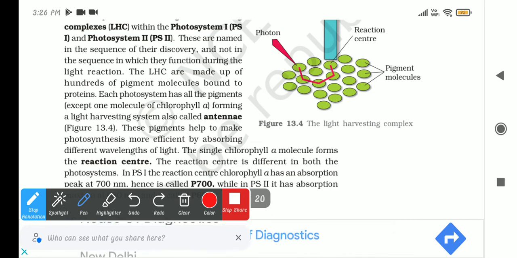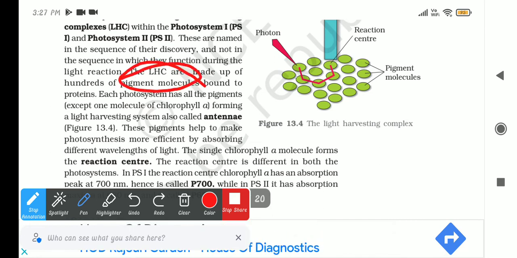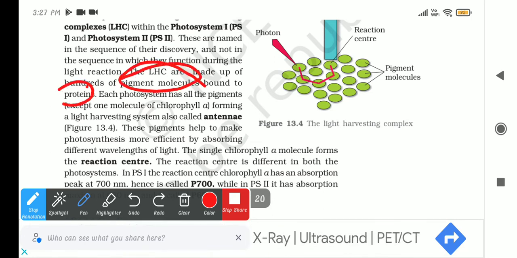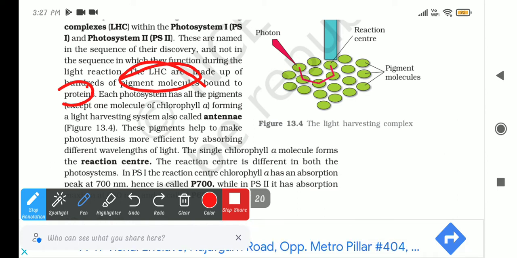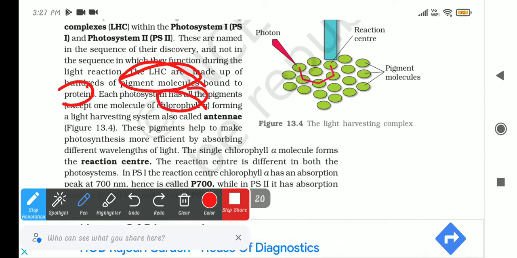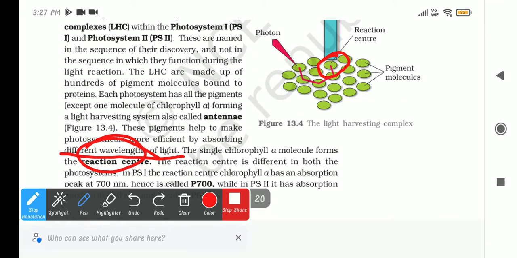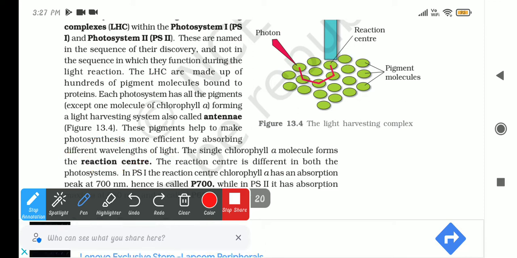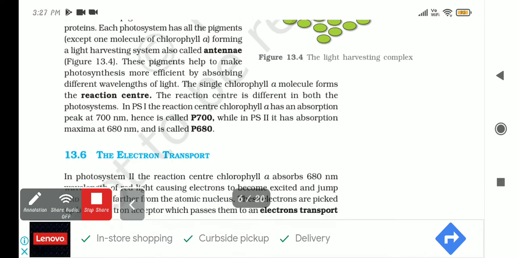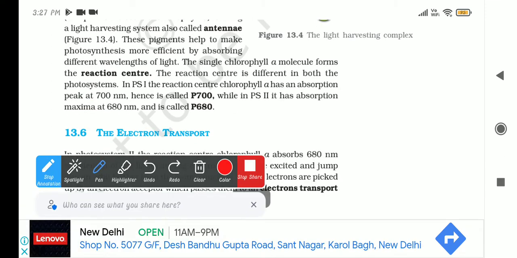LHCs are made up of hundreds of pigment molecules which are bound to proteins. Each photosystem has all the pigments except one, chlorophyll A, forming the light harvesting system, which is the antennae. These pigments make photosynthesis more efficient by absorbing different wavelengths of light, and the single chlorophyll A molecule forms a reaction center. The reaction center is different in both photosystems. This is the difference between the two.